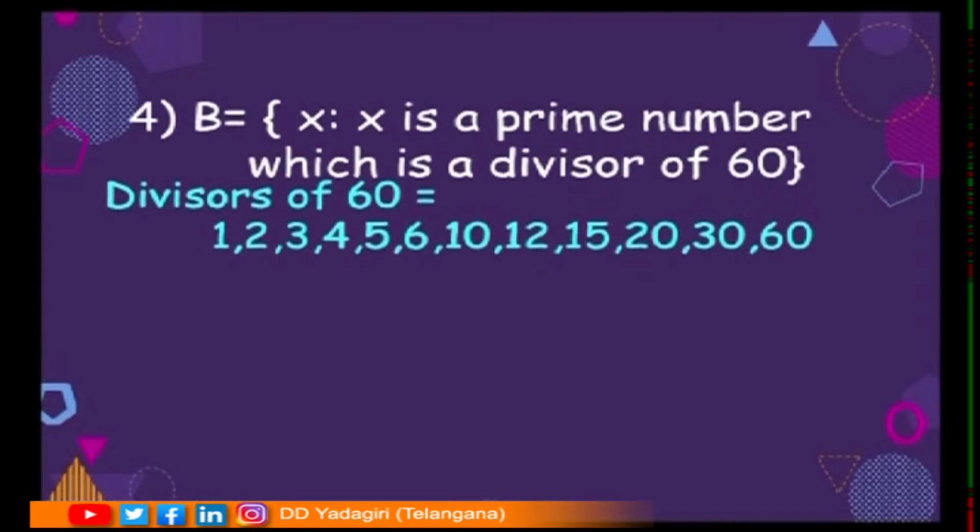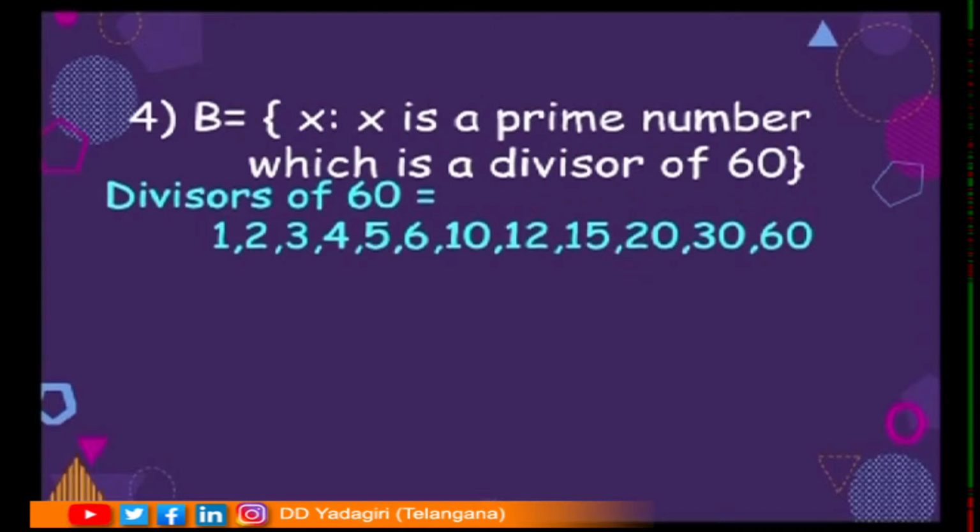Why are these called divisors? Because 1 into 60 gives me 60, 2 into 30 is 60, 3 into 20, 4 into 15, 5 into 12, 6 into 10, 10 into 6, 12 into 5, 15 into 4, 20 into 3, 30 into 2 and 60 into 1.